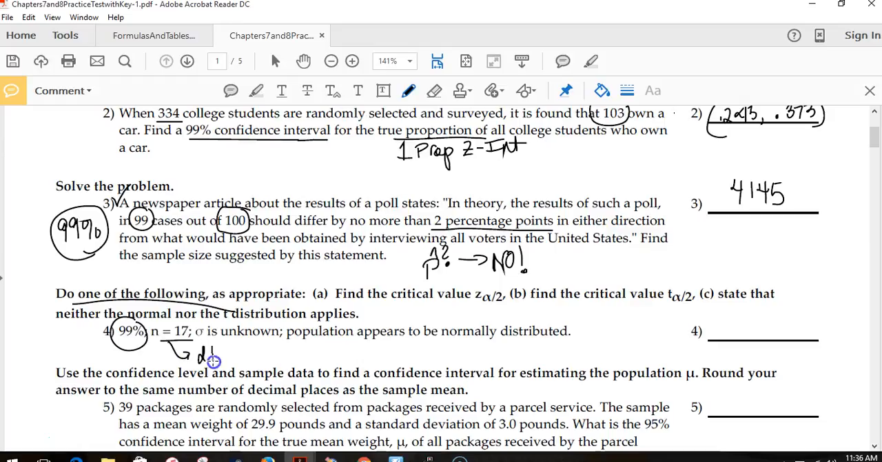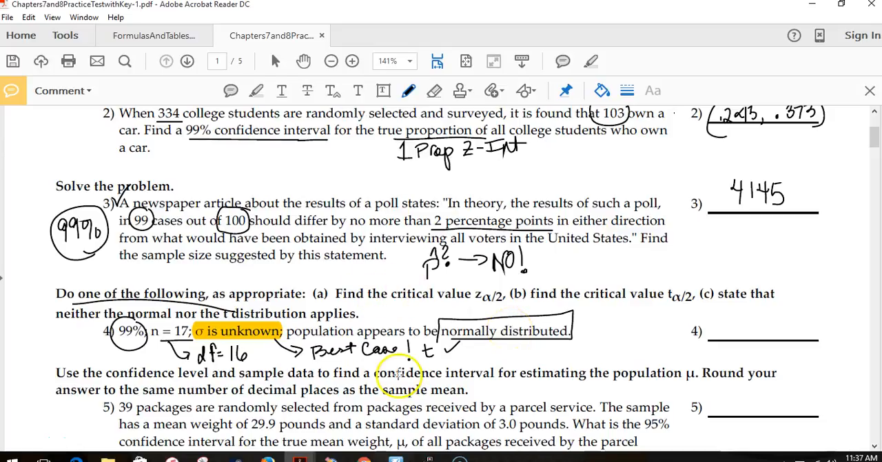If it's a DF situation, then it would be 16, and that's the number we would need to find our critical t. But this is the big important piece right here. Sigma is unknown. So if you do not know sigma, the best case scenario is that you can use a t. Best case, you can use a t. You can use a t if it appears to be normally distributed or really close to being normally distributed. In this case, it appears to be normally distributed, so I can use a t. Had this said skewed, we wouldn't have been able to use either.